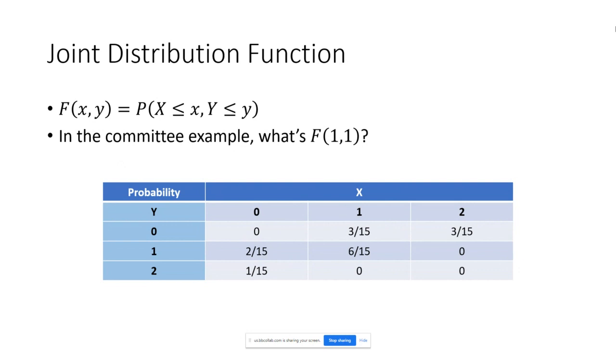Okay. 6/15. So 6/15 is the probability that X equals 1 and Y equals 1. But for big F, we want the probability that X is less than or equal to 1 and Y is less than or equal to 1. So for that, we want this whole region of our probability table. So 6/15 plus 3/15 plus 2/15 plus 0.